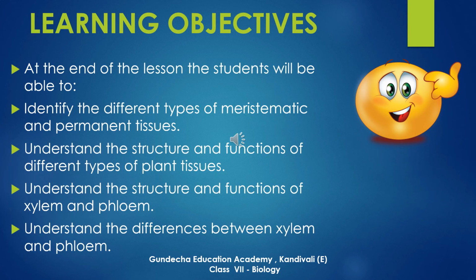Before we start with our explanation session, let's quickly go through the learning objectives. At the end of the lesson, you'll be able to identify the different types of meristematic and permanent tissues, understand the structure and functions of different types of plant tissues, understand the structure and functions of xylem and phloem, and you'll also be able to understand the differences between xylem and phloem.